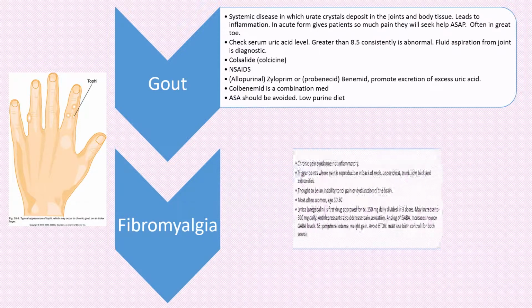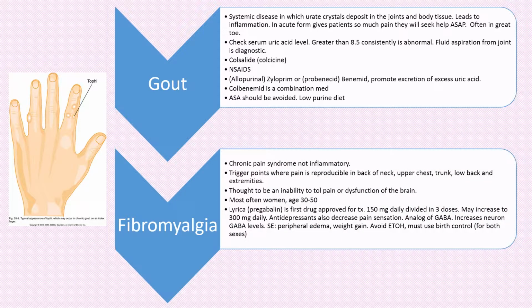In fibromyalgia, it is a chronic pain syndrome and is not inflammatory. Trigger points where the pain is reproducible in the back of the neck, upper chest, trunk, low back, and extremities. It is thought to be an inability to tolerate the pain or dysfunction of the brain. It's most often found in women ages 30 to 50. One of the drugs of choice is Lyrica, and it's been the first drug that was approved for treatment.